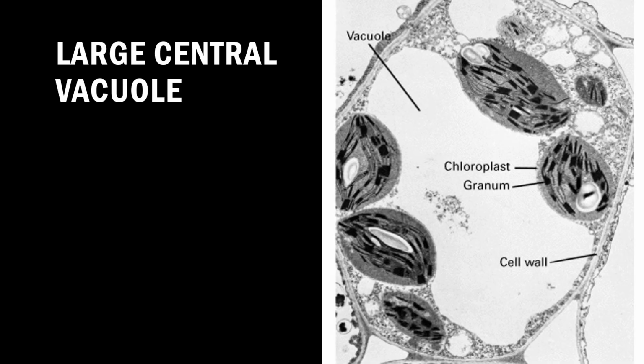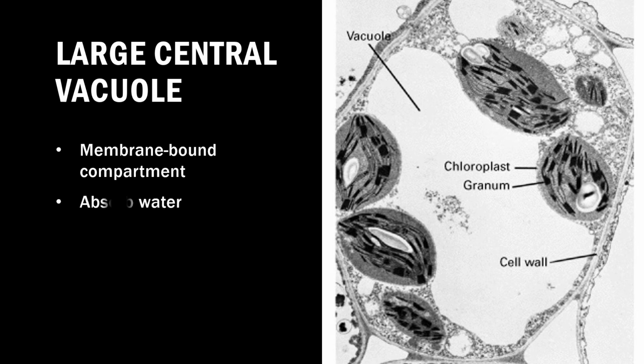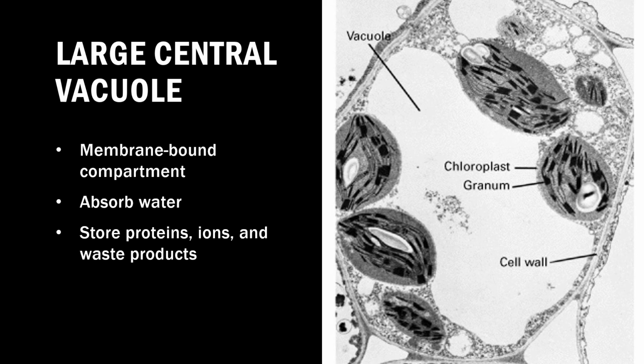Next, we have the large central vacuole. So this is a membrane-bound compartment that serves many functions. Now, vacuoles may absorb water, or they may store protein, ions, and the waste products of metabolism. Animal cells do not have a large central vacuole, but they may contain smaller vacuoles. So that's why its name is large central vacuole.